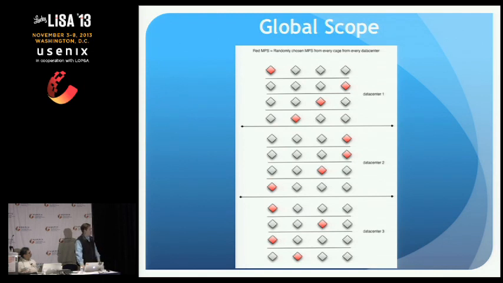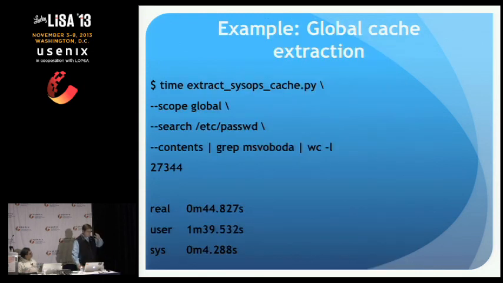This is driving multiple policy servers per site. The same example, searching through /etc/passwd, grepping for my name. I found myself in 27,000 machines, and we executed in 44 seconds.